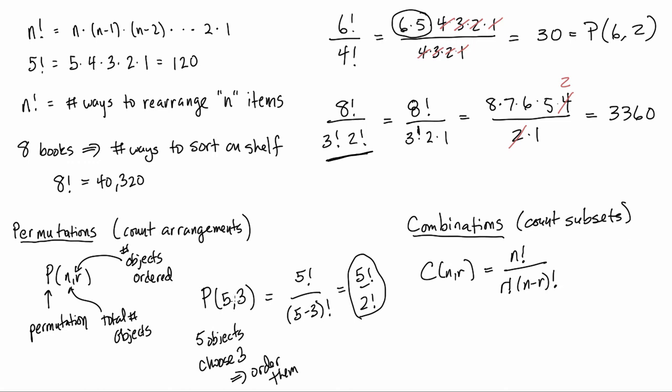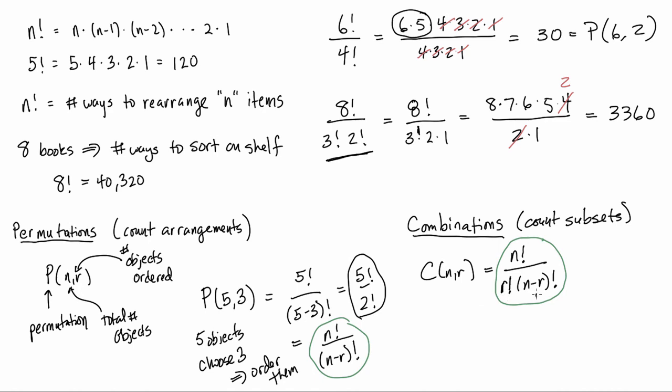Now, if you compare that with the permutation formula here, you can see the permutation formula was N factorial over N minus R factorial. And so when comparing these two formulas, the difference that we see is the R itself. So this term right here, this R factorial term, is the major difference between the two formulas.